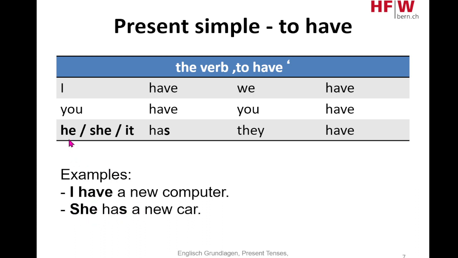One more, she has. If you use he, she, it, we use has. She has a new car. She has a new car. So that is very correct. Let's continue.